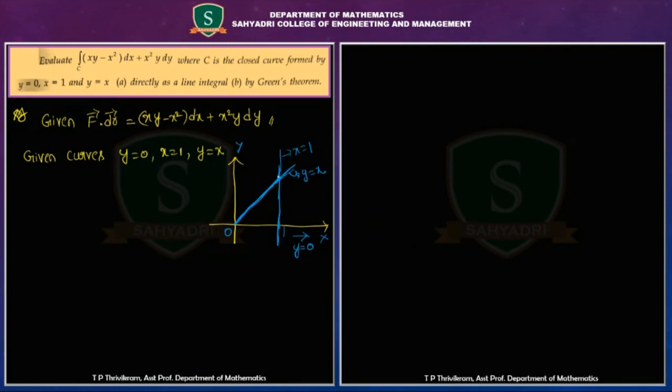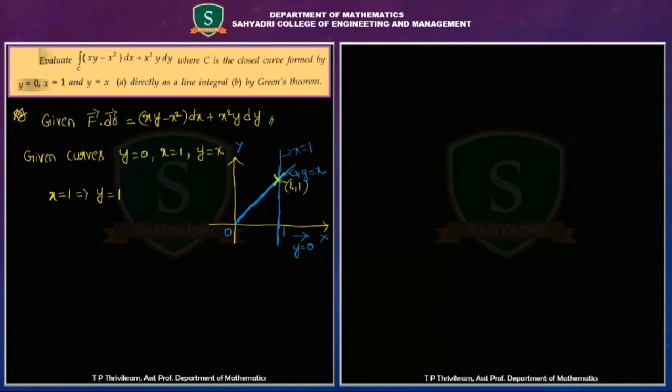First we need to find the intersection point of this area. Here x equal to 1 is already there, so substituting into y equal to x, when x equal to 1 we get y equal to 1. So this point is (1, 1).